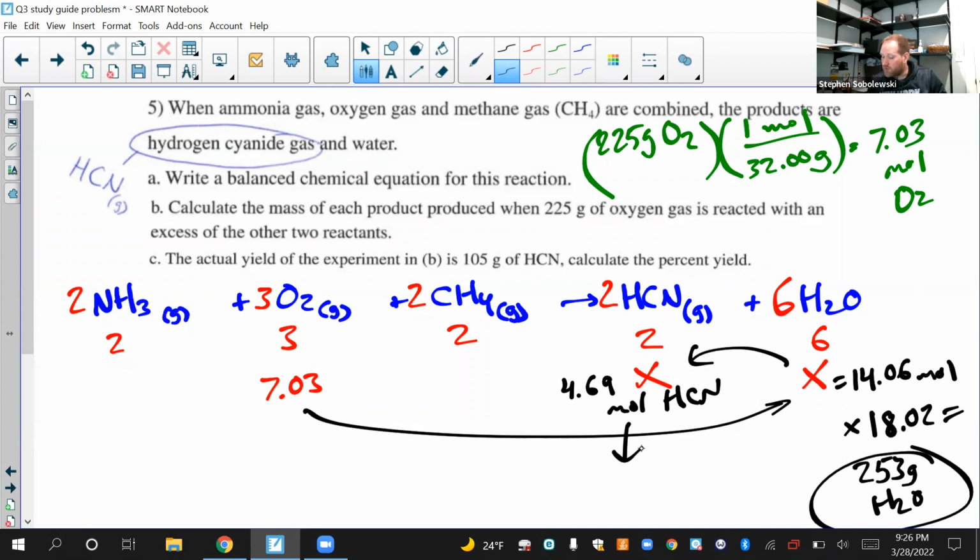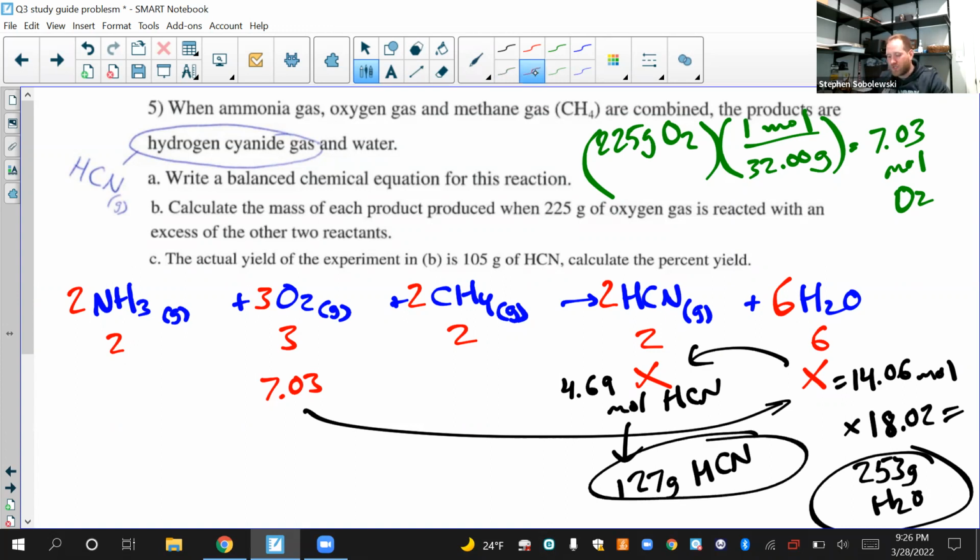Let's convert that to grams by multiplying by molar mass. So 1.01 is H plus 12.01 plus 14.01 gives me 27.03 as the molar mass. Multiply that by 4.69, giving me a final answer of 127 grams of HCN. Okay, so part B is done.